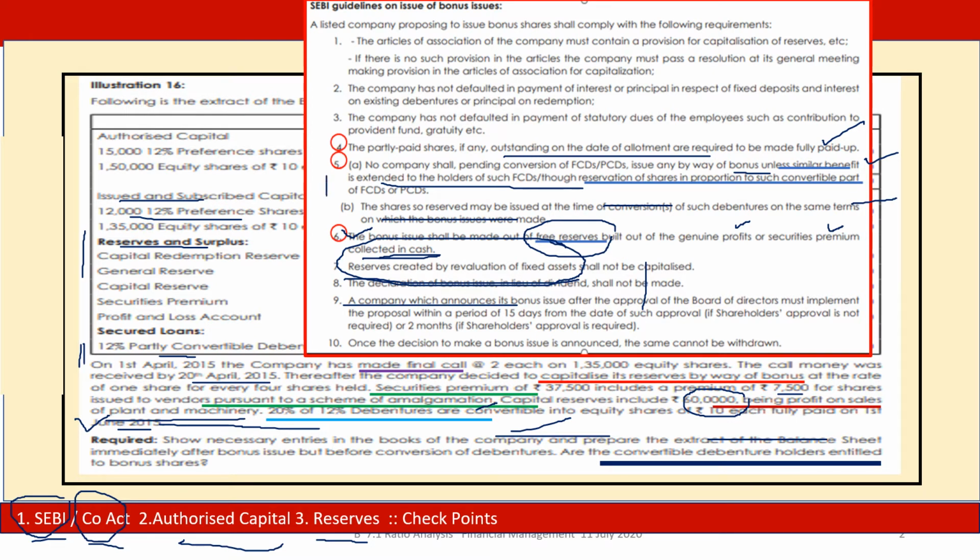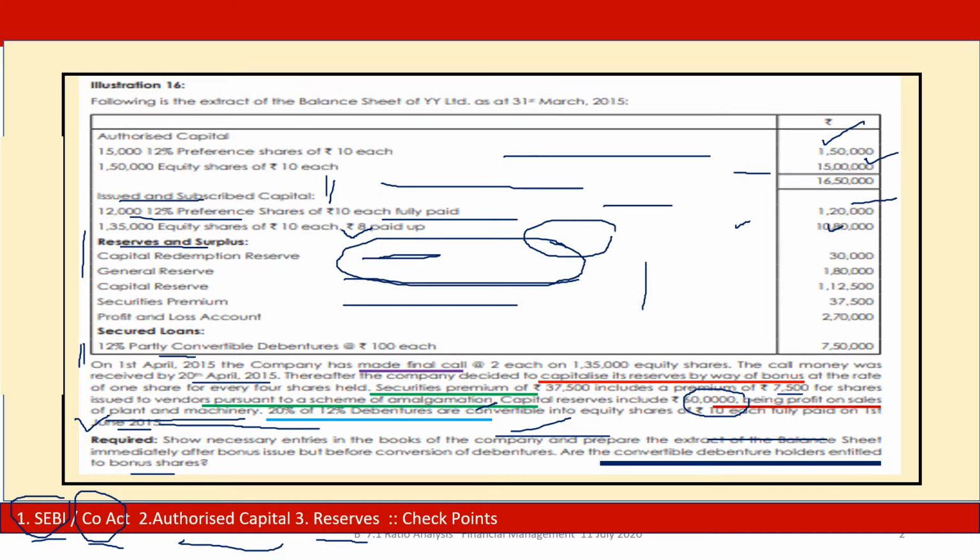Therefore, in the problem, when there is a question which says, are the convertible debenture holders entitled to bonus shares? Answer is yes. As per the SEBI guideline, if there is a convertible portion of debentures to be converted into equity, on such equity there should be reservation of bonus shares which are to be released at a later date when the conversion takes place. It is talking of the rights of debenture holders. With this, we have to get into what is the next.